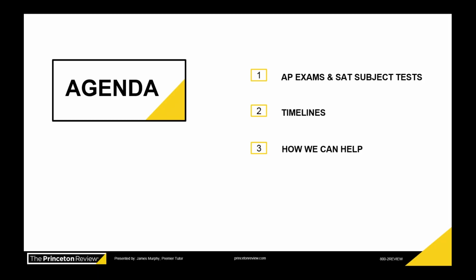So what are we going to talk about tonight? We're going to talk about the AP exams first, and then we're going to run through the SAT Subject Tests. I'm thinking that'll take somewhere in the neighborhood of 20 to 30 minutes. Then we'll speak a little bit about timelines. In other words, when should you take APs? When should you take Subject Tests? Finally, we'll talk about what the Princeton Review can help you do to prepare for Subject Tests and AP exams, and then we'll end with a question and answer session, probably about 10 minutes or so.